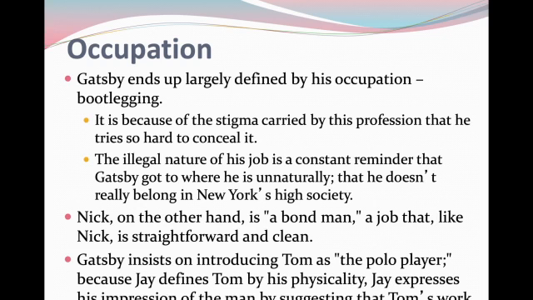Now, Gatsby insists on introducing Tom as the polo player because Jay defines Tom by his physicality, and Jay expresses his impression of the man by suggesting that Tom's work is of a physical nature. Now, Tom has inherited his money so he can go out and be an athlete just like Jordan Baker can, and Daisy can rely on Tom's money. So occupation is what also defines our characters.